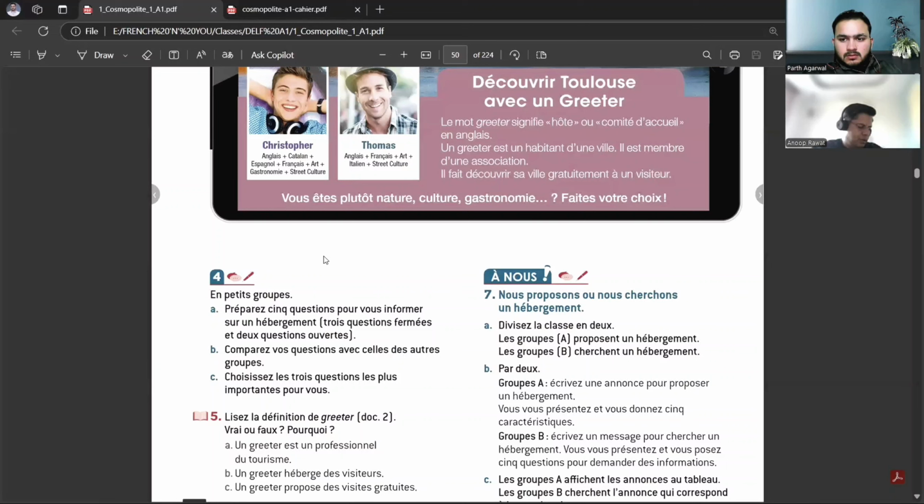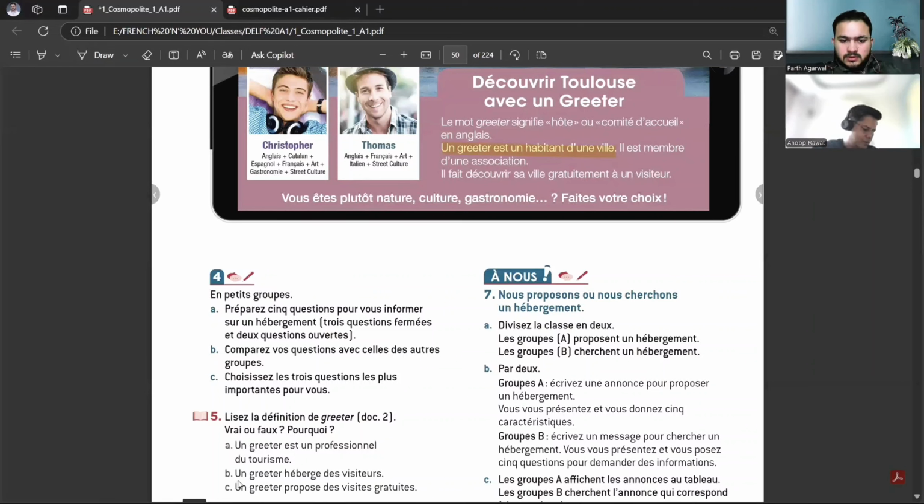Question is okay, but definition of greeter means who will be the greeter. Anup, have a look here. Second line. Un greeter est un habitant. Habitant is resident. So the greeter is not a professional of the tourism. The greeter is simply a resident of the city. So the answer will be faux, and the reason will be c'est un habitant d'une ville.